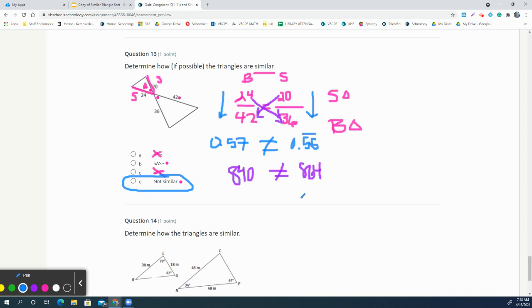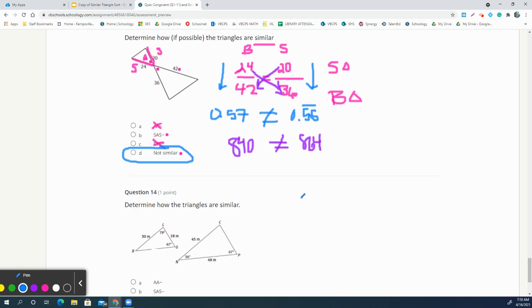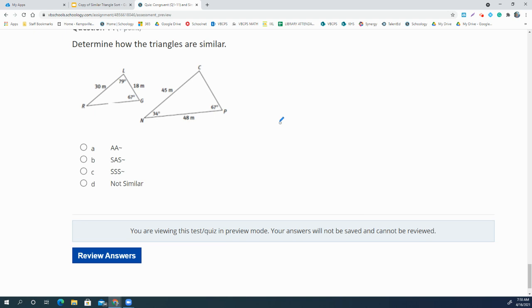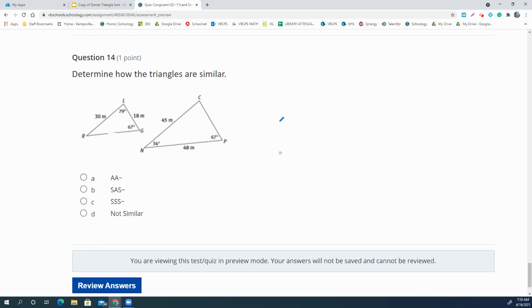Questions? I know a lot of people are probably still confused. All right. Question number 14 gives you the most information, and that's what makes it the most complicated. It's not the hardest problem, it's just complicated because you got a lot of information to look at. Okay?